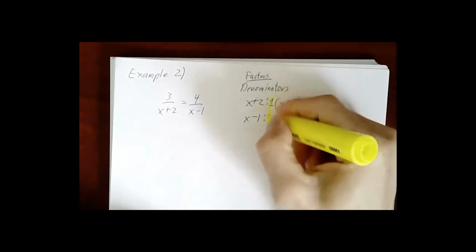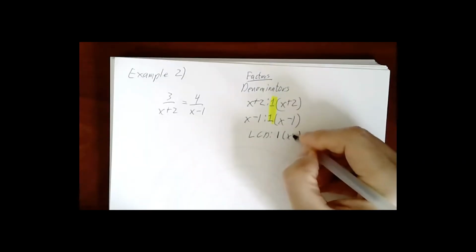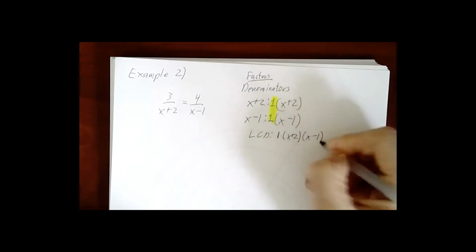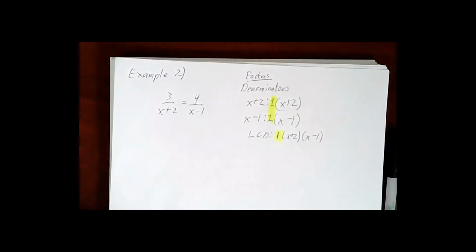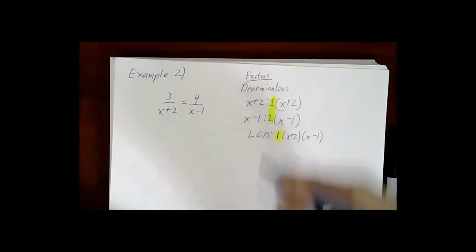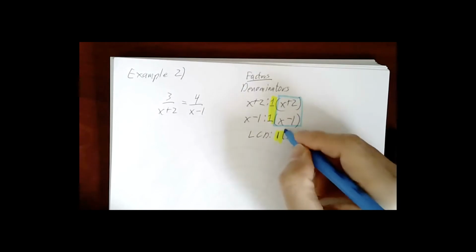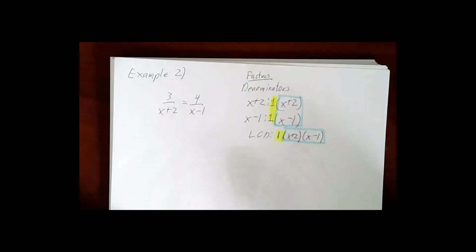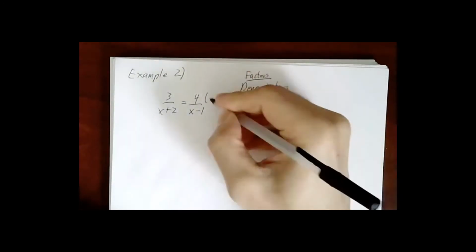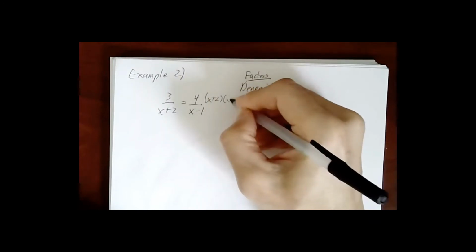So that's 1 times x plus 2 times x minus 1. So I multiply what they have in common with whatever's left over. And whatever's left over are these two terms right here. So that's this right here. So I'm going to multiply both sides by these numbers. So my right side is going to become x plus 2 times x minus 1.